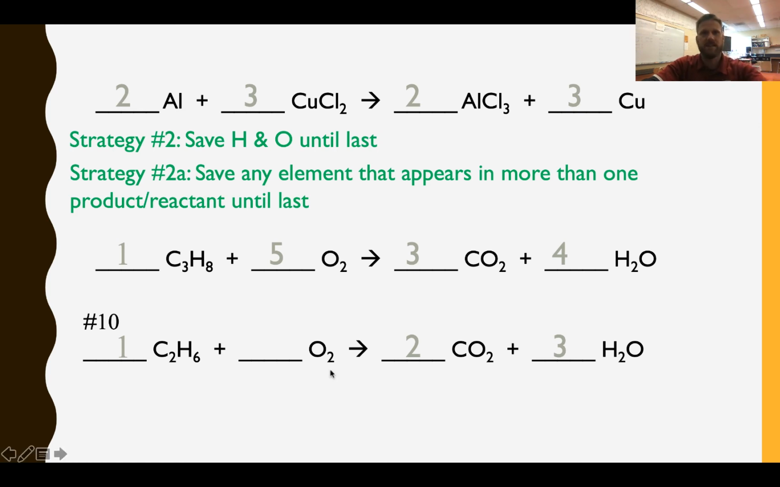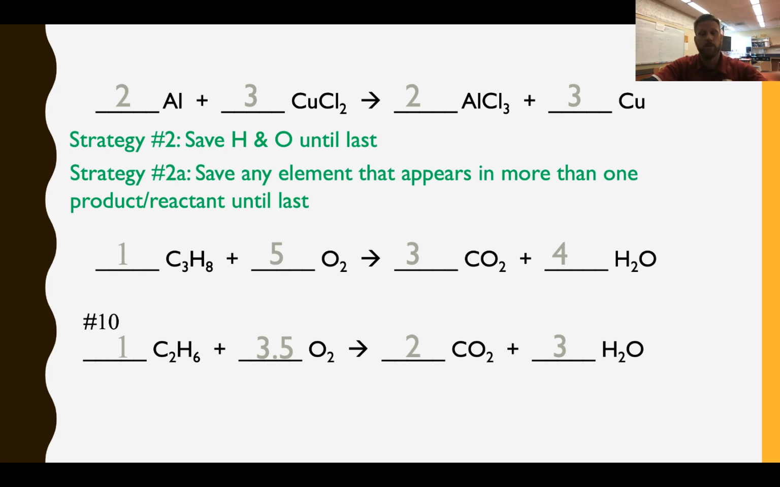Well, to get 7 oxygen atoms on the reactant side, I will need to use a fraction, which is okay. What times 2 gives me 7? That's right, 3.5. I can place a 3.5 here for the coefficient of O2, and the reaction is balanced.